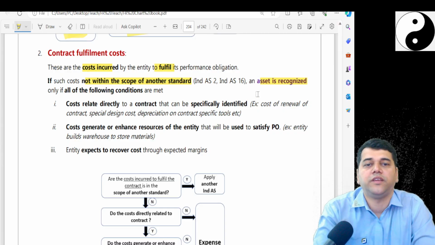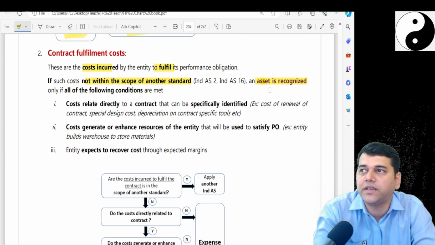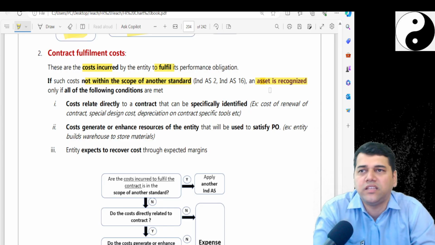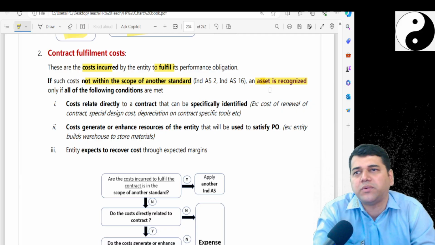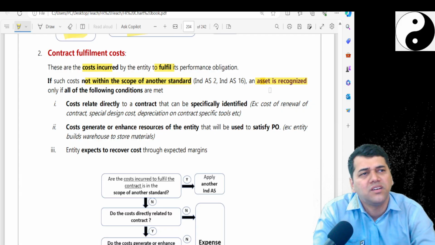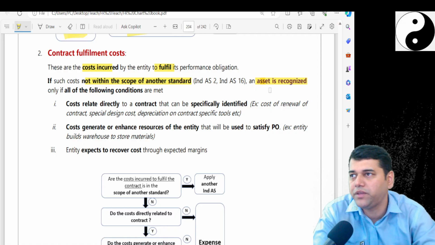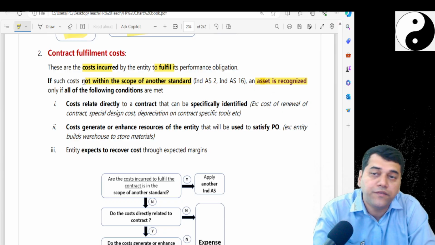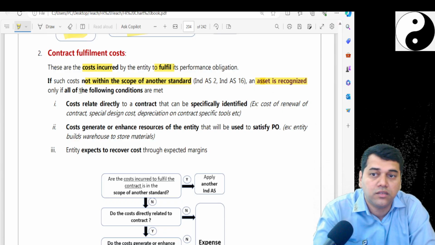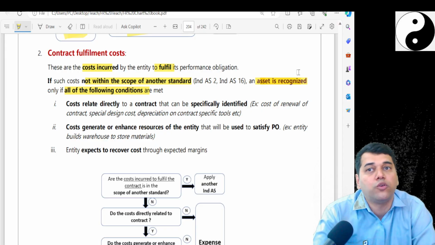If you have incurred a cost, specifically or generally, and you cannot bifurcate and allocate it to the contract, then you treat it as per, like you have used some inventory. Treat it as per Ind AS 2, whatever it is. PPE is separate. But if it is not treated as per another standard, then if all the following conditions are met, this cost also you have to capitalize.